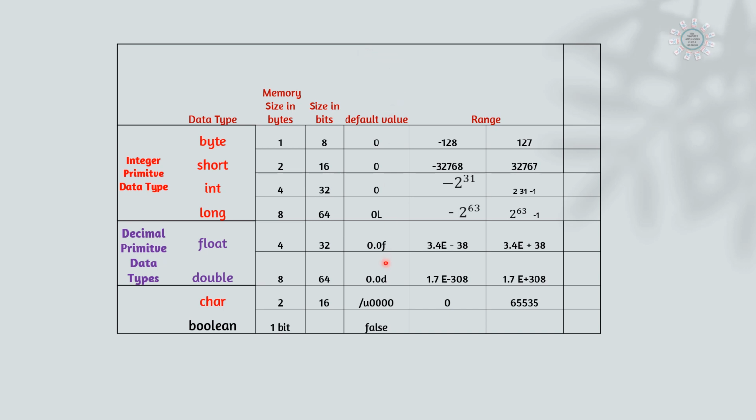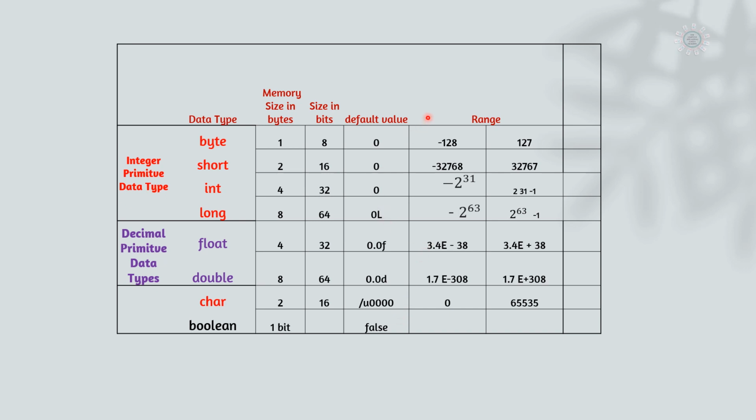And now default values can be asked, the default value of each primitive data type. Byte is 0, short 0, int 0, and long 0L, L capital, float 0.0F, double 0.0D, and char \u0000, and boolean false in small letter. Don't write it in capital, in small letter you have to write.